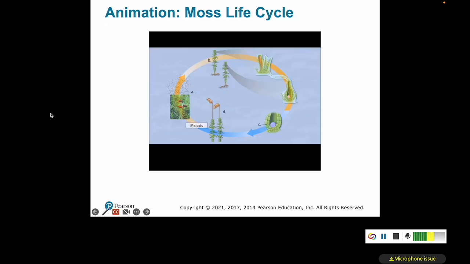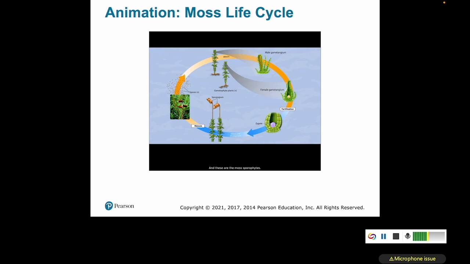Let's go through this video of a moss life cycle. Let's see how the moss life cycle fits the alternation of generations pattern. Which letter indicates a gametophyte? Meiosis always produces haploid cells. In plants, these cells are spores, which develop into gametophytes. Therefore, these plants are the moss gametophytes.